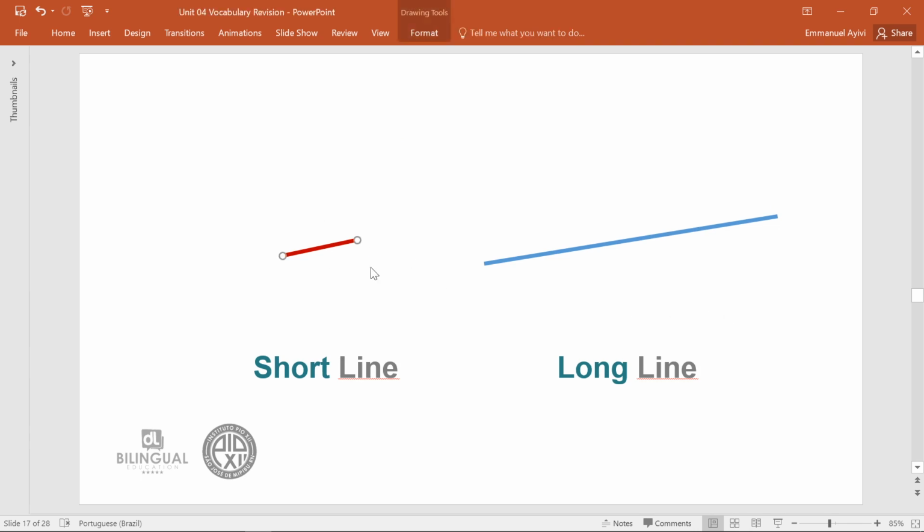One more example of adjective and noun is a line. This line is the noun. This is a short line. And this is a long line. A long line and a short line.